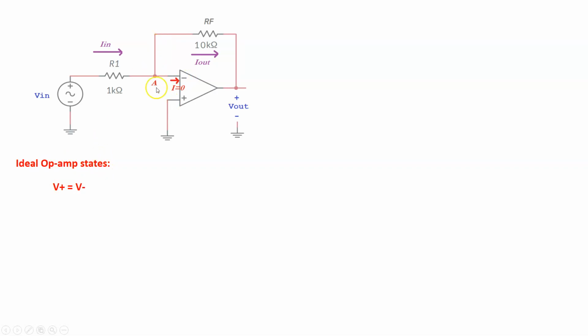So VA is 0. The next thing an ideal op amp says is that no current can go through the input terminals of the op amp. So the current I in coming in this way, Kirchhoff's current law says it'll branch out, but the ideal op amp says that no current can go into here, so all the current will go out this way. Based on these two rules, we can apply Kirchhoff's current law at node A, and we can say that the I in coming into node A has only one path, which is this current called I out through that feedback resistor.